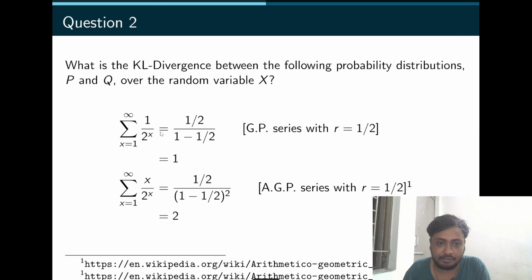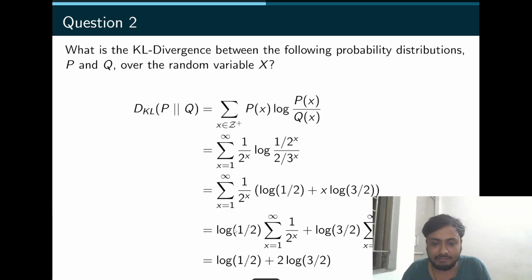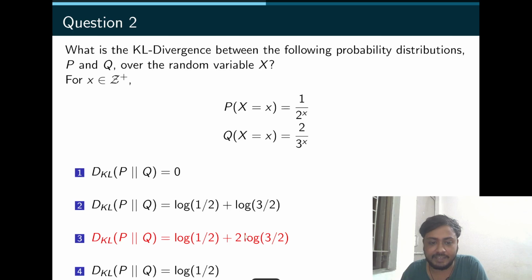Our r is half, and thus we get this. Alright. So the first one, if you solve, it comes to 1. The second part comes to 2, and that is why log half into 1 plus log 3 by 2 into 2. So we get this thing. And as you have seen, that is the answer: log half plus 2 log 3 by 2.